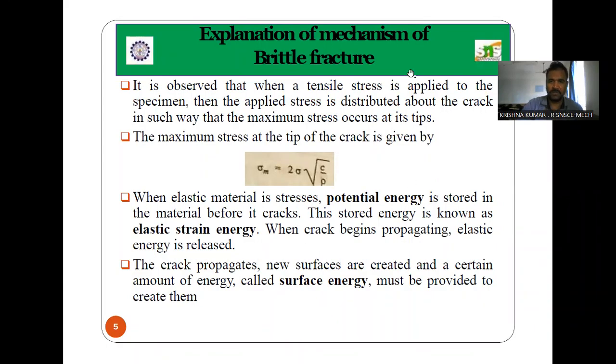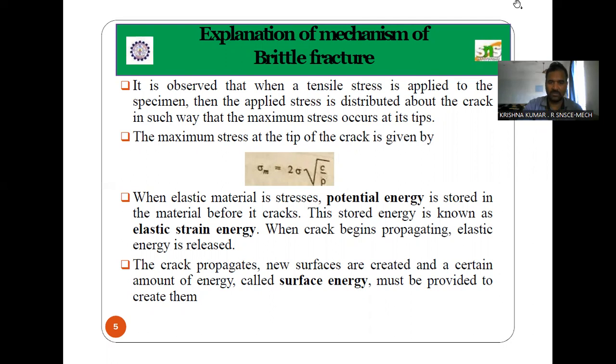Explanation of mechanism of brittle fracture. It is observed that when a tensile stress is applied to the specimen, the applied stress is distributed about the crack in such a way that the maximum stress occurs at its tips. The maximum stress at the tip of the crack is given by sigma f is equal to 2 sigma root of c by rho.